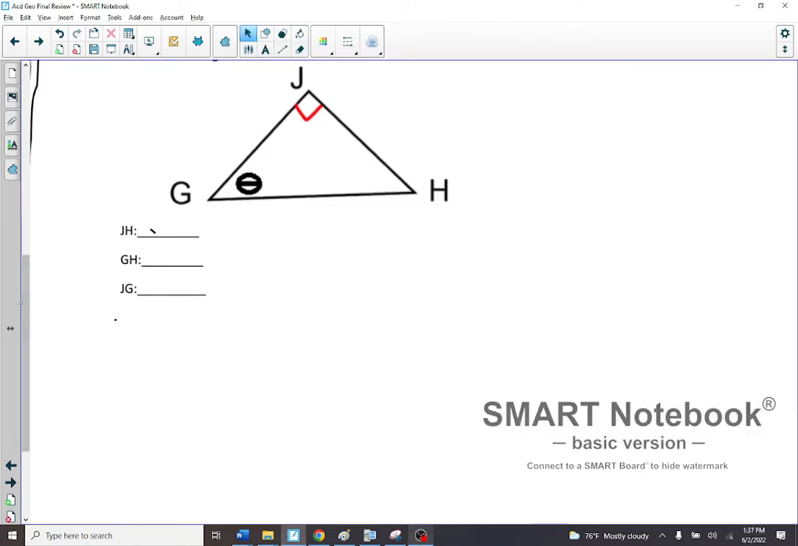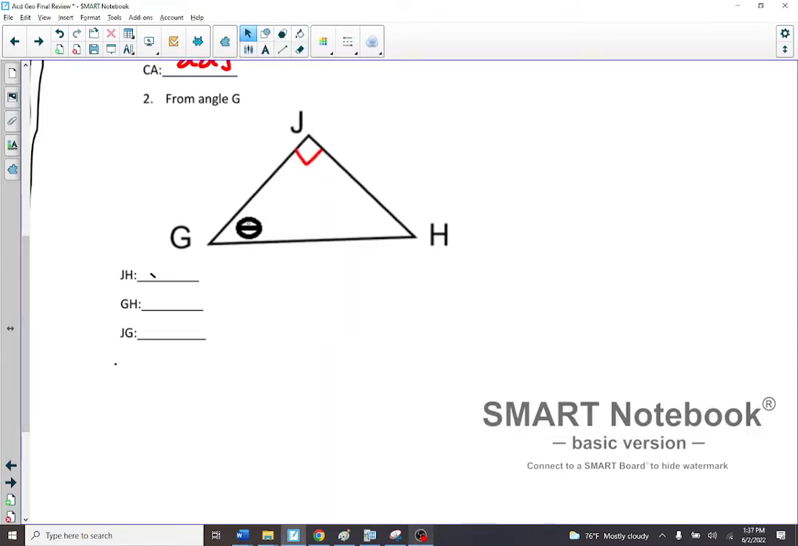All right. So, again, the angle theta is at G. We want to identify what is the opposite, the adjacent, and the hypotenuse. Across from G, JH would be the opposite. Next to G, JG or GJ, is going to be the adjacent. And remember, the hypotenuse is always the one across from the right angle, no matter if it's adjacent or not. So this is the hypotenuse.